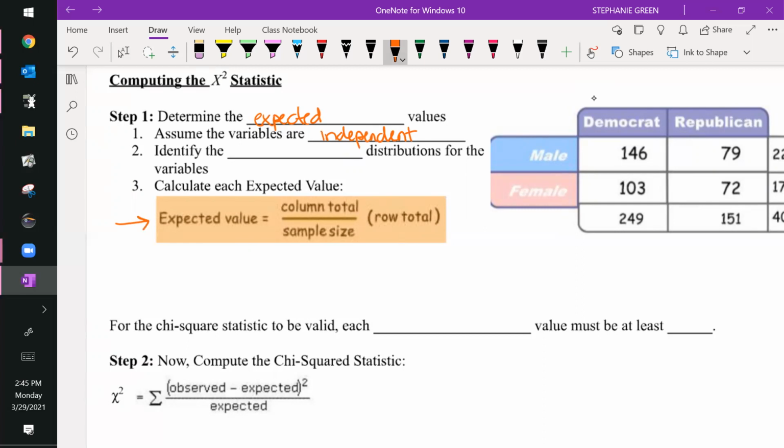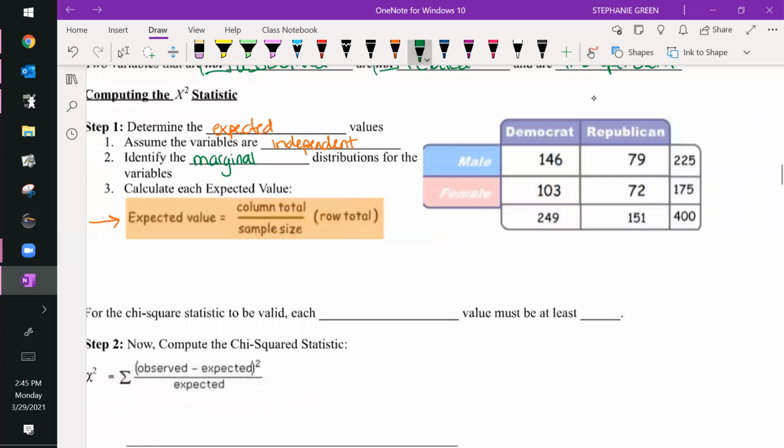Then to the math here, it says identify the marginal distributions. Identify the marginal distribution. There's a word you haven't heard in a while. So our marginal means totals. So we have our totals in this row. So this is the total number of Democrats, the total number of Republicans, and we have more marginal distributions or more totals in this column. There's 225 total males, 175 total females, and then here in the corner, you can see our sample size. The total number of people interviewed was 400, okay?